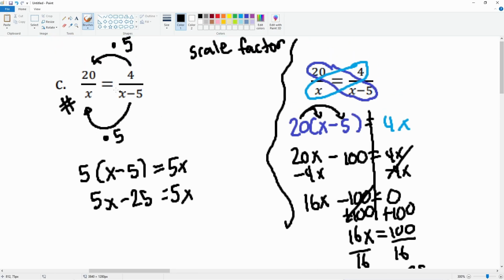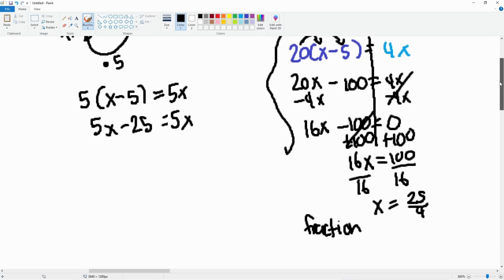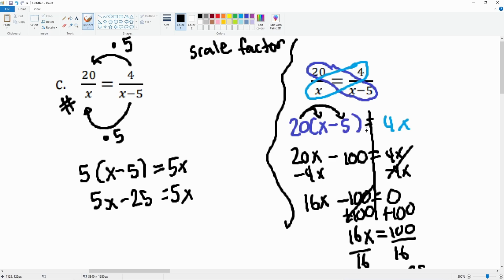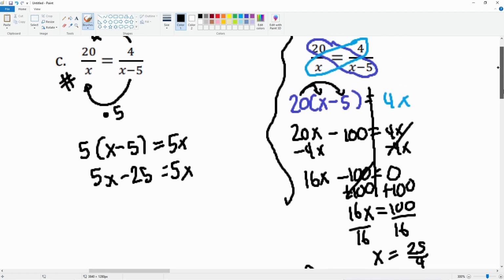Please be aware of the scale factor method. It's not a pretty method sometimes, okay? So that's why it's better to use the butterfly method. I showed this, that if you try to use the scale factor method, it might not work, because it gets complicated, right? So there you go.